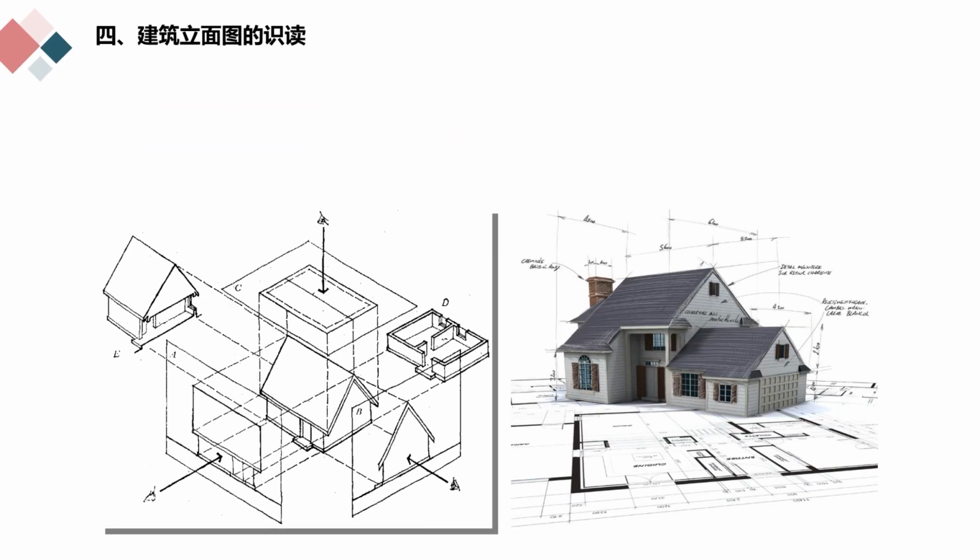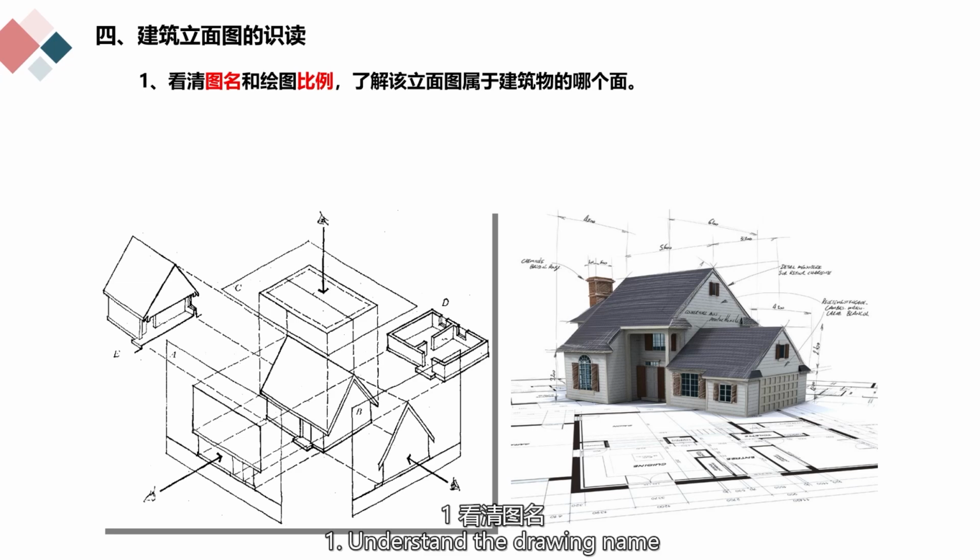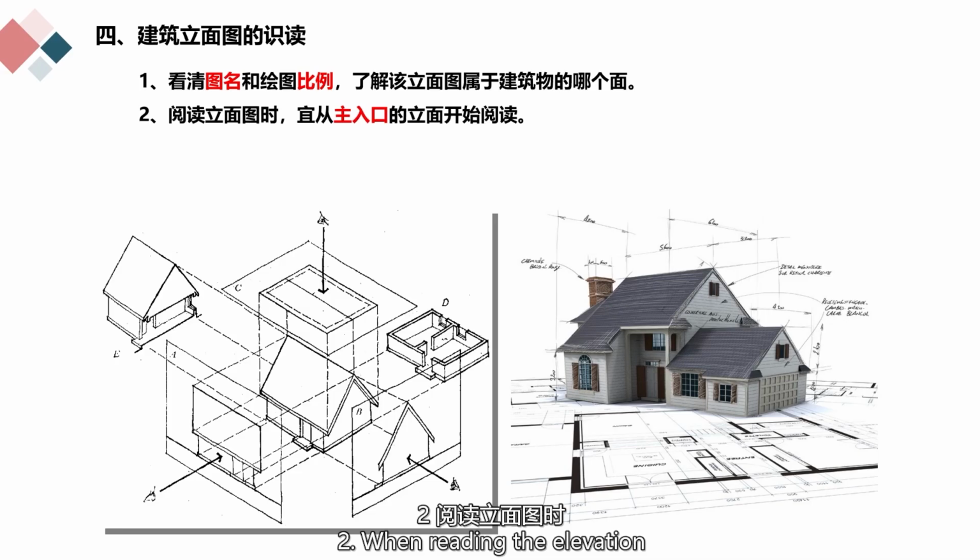After learning the basic knowledge of building elevations, we begin to learn how to read building elevations. 4th, reading building elevations. First, understand the drawing name and scale, and identify which side of the building the elevation belongs to. Second, when reading the elevation, it is advisable to start from the elevation of the main entrance.